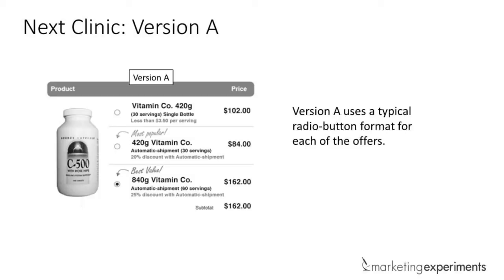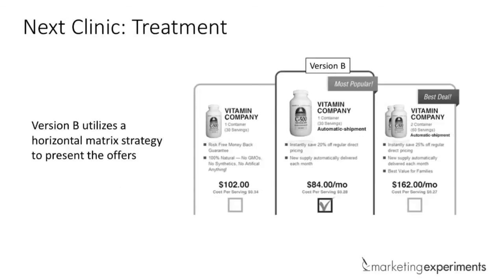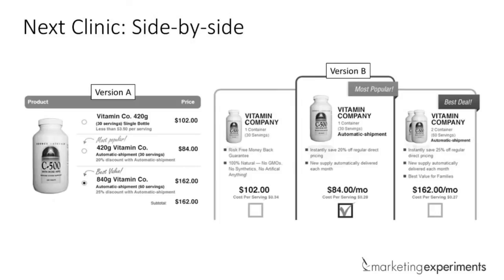And here's just a standard, typical radio button format for each of the offers. So here's version A. We took this and we tested it against a popular matrix kind of layout of the products. And not just a matrix layout, but a matrix layout that actually pre-selects one of the products. So let me show you them side by side. Products are the same. We're just changing the way we're displaying them, the way we're managing them. Look at these two pages.